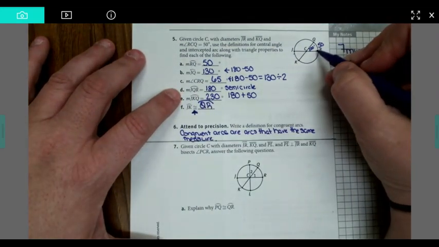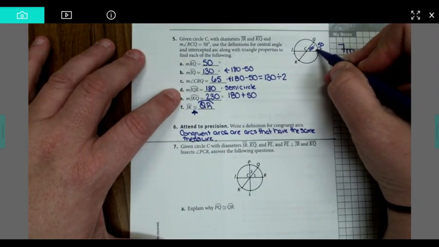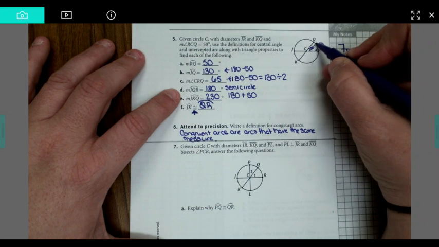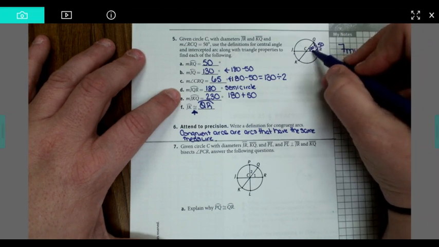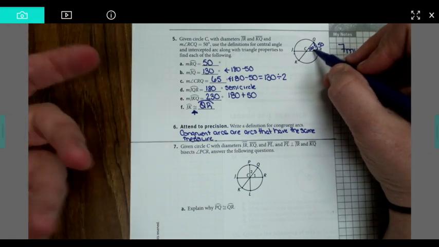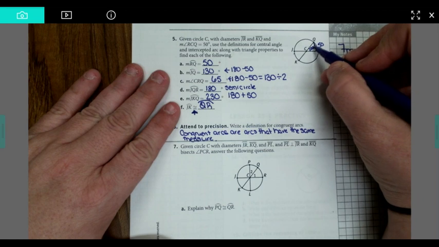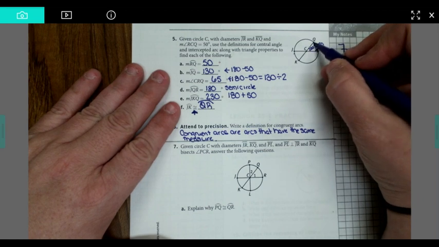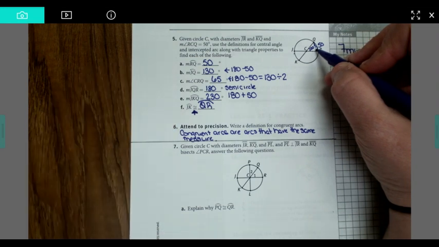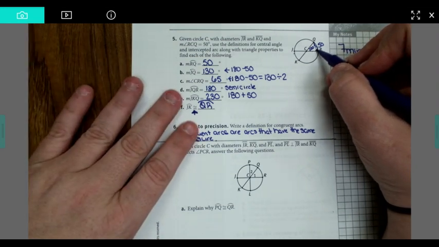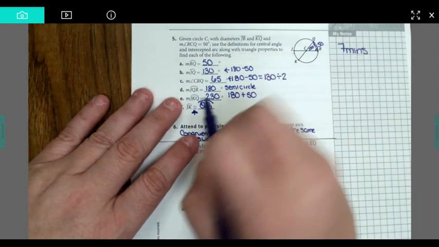It asks, what is the measure of this angle? Well, I know that we could create this triangle right here. I know that these two side lengths are the same because they're radii. And if this is 50, that means the two of these together have to be 130, and divide that in half, we get 65 each.